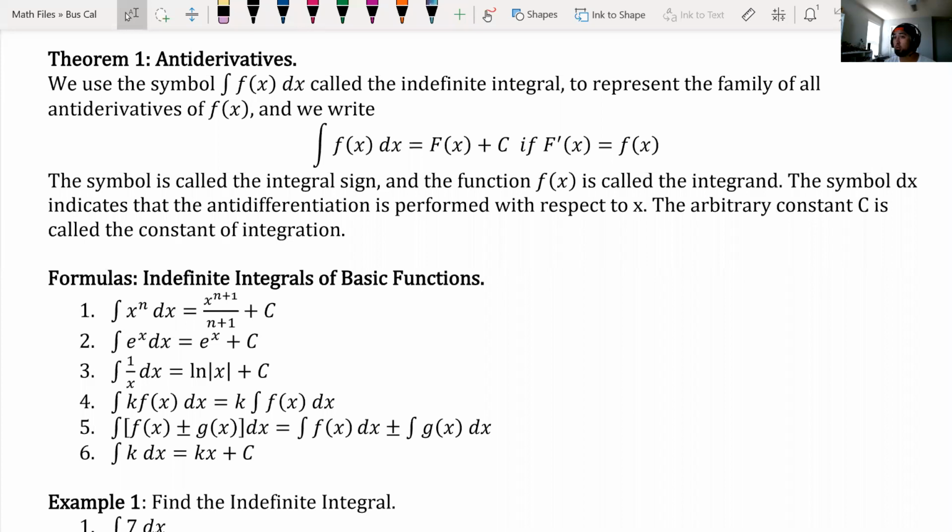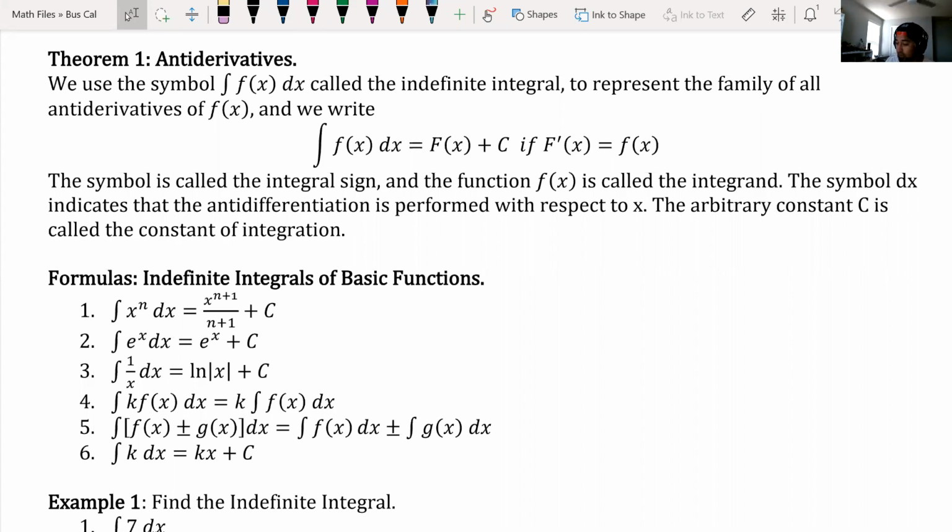Okay, today we learn all about antiderivatives. So what we've been finding up to this point are derivatives. The antiderivative basically means we just go backwards. So for derivatives, you take one away. For antiderivatives, you add that one back.